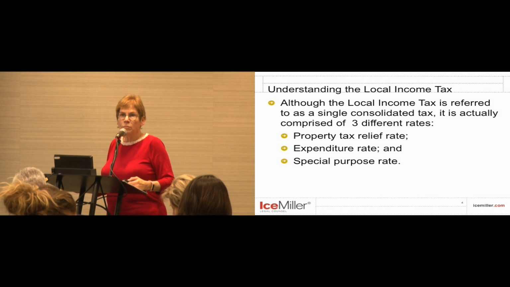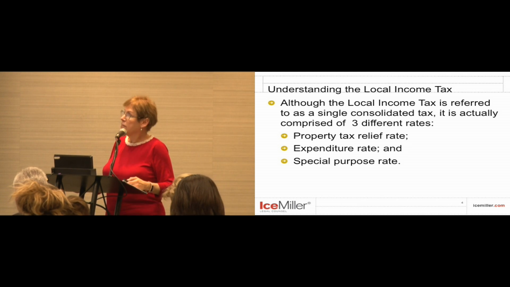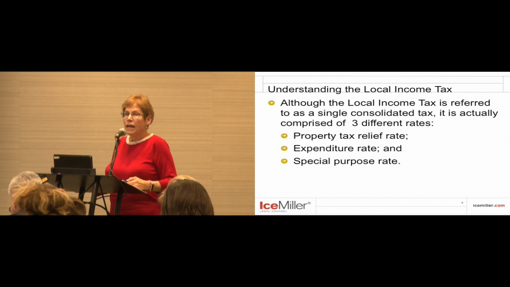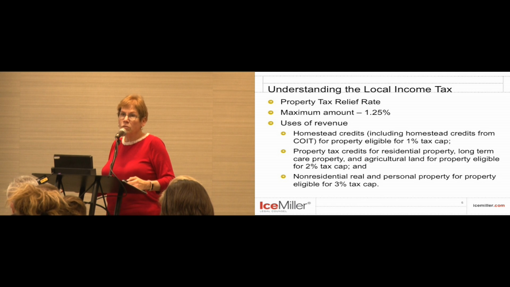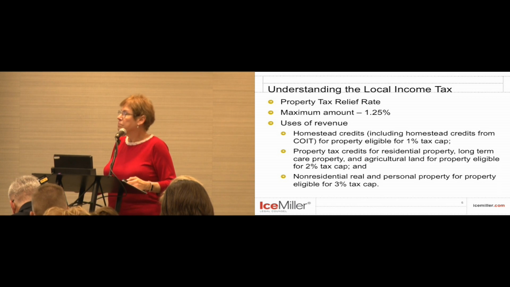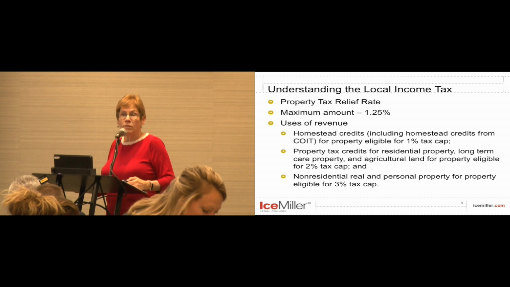On the property tax relief rate, the maximum rate at which it may be imposed is 1.25%, and the revenue is used exclusively to reduce property taxes. It can be a credit applied to homesteads, to residential property, and to non-residential property.